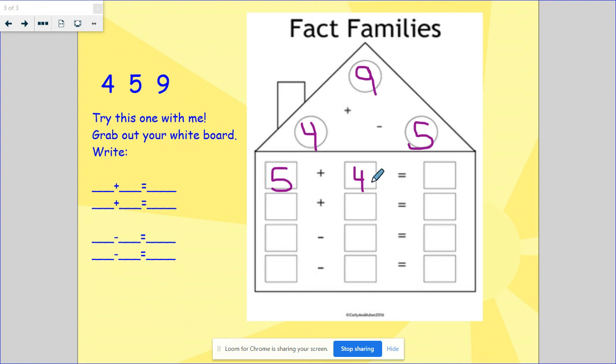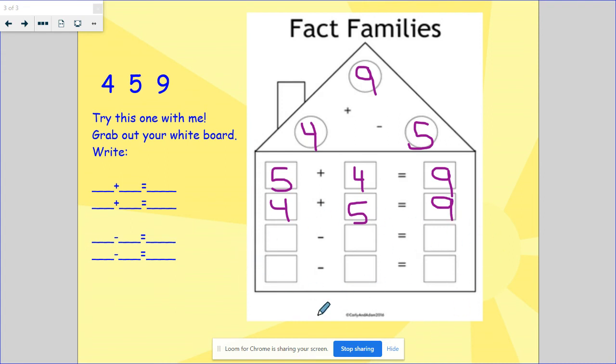Okay, so I know from first grade that 5 plus 4 equals 9. That's also a near doubles fact. I can do 5, 6, 7, 8, 9. Okay, that checks out. I can flip this guy around. I know it's still going to equal 9. And then I'm ready to think about subtraction.